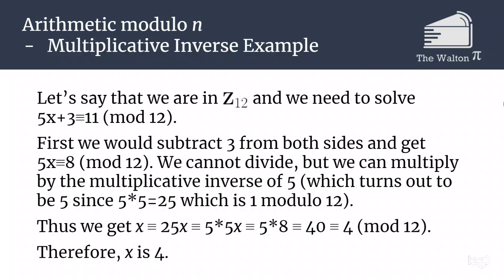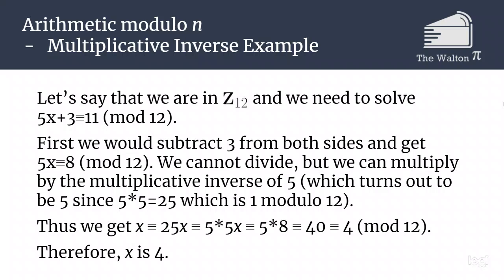So let's say that we are in Z mod 12, and we would need to solve the linear expression 5x plus 3 equals 11 modulo 12. To start off, we would subtract 3 from both sides, because subtraction is a valid operation, and we get 5x is congruent to 8 modulo 12.